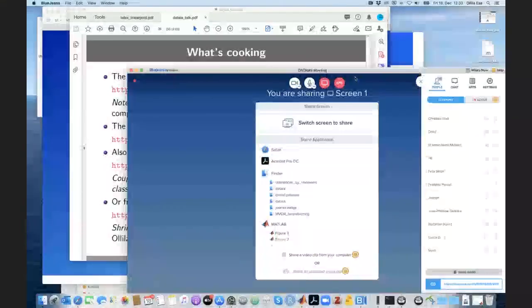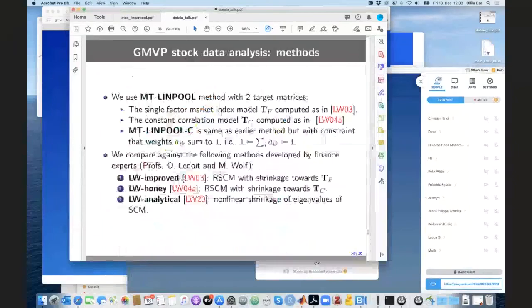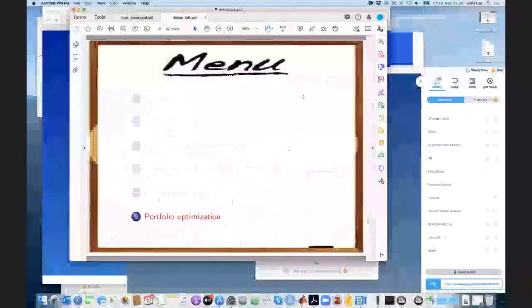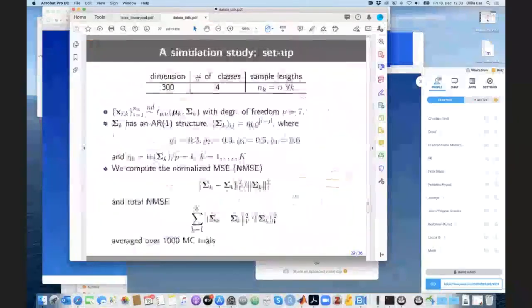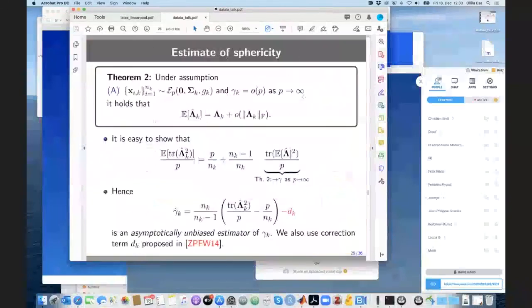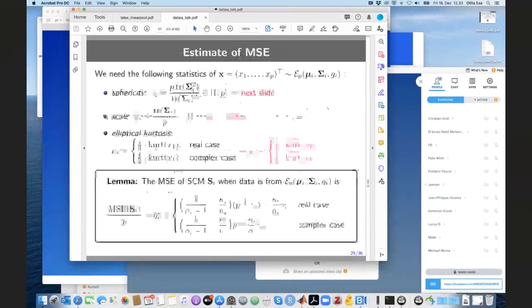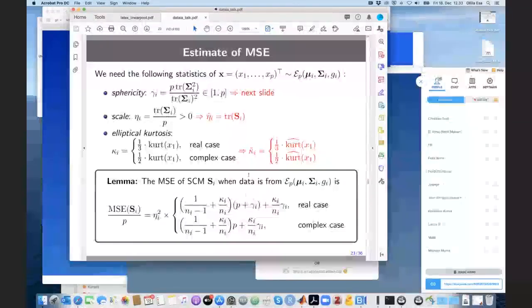I have a question. Can you go back to the slide in which you show the true estimator of the sphericity, kurtosis, and the scale? Yes, here. It's this one, the last one. My question was about the estimator for the kurtosis. So this estimator, does it depend on the specific density generator or not? No.